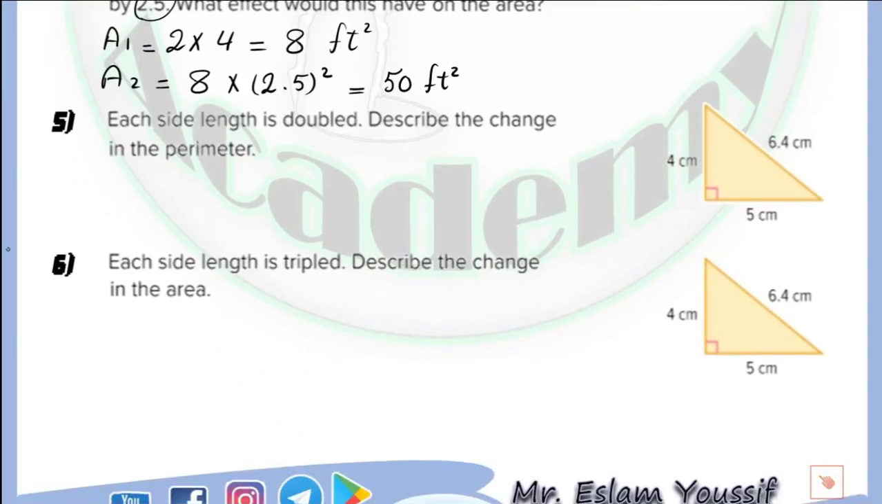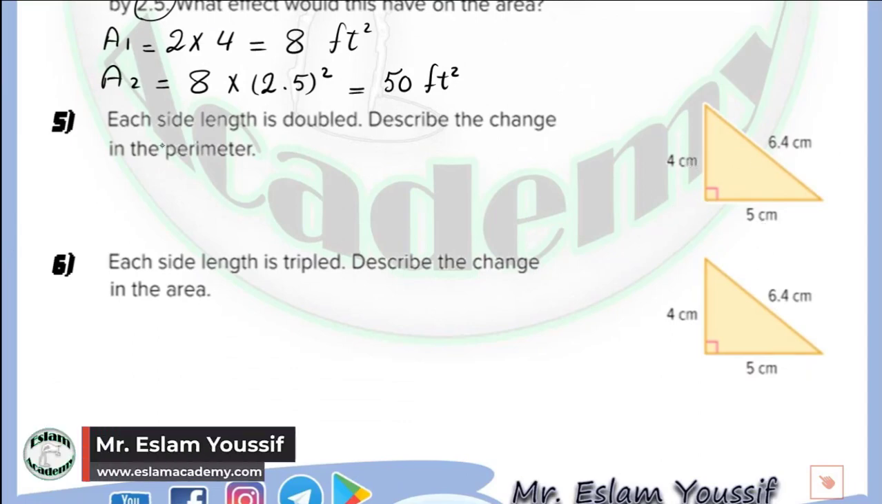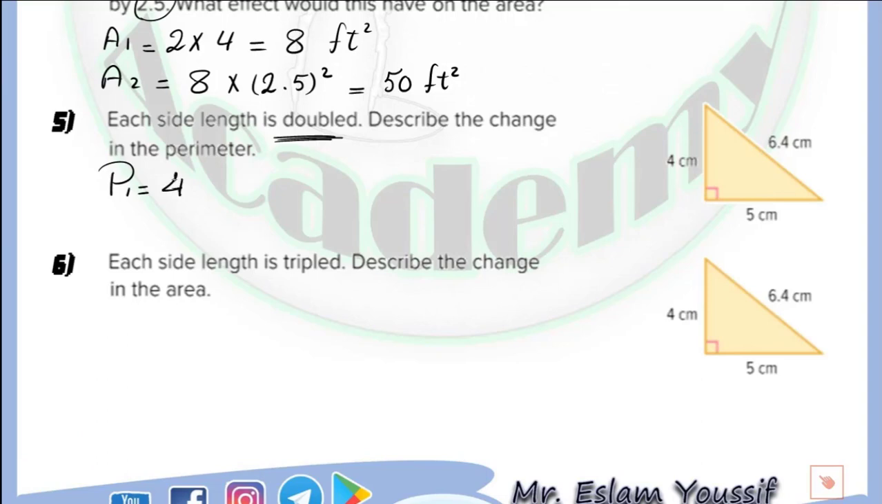Now in question number 5, we have a triangle with dimension 4, 5 and 6.4. If we double the length of each side, what will happen to the new perimeter? So all we have to do, we need to add all of the sides. By adding all of the sides, you will find that the answer will be equal to 15.4 centimeters. To find the second perimeter, what is the change for each side? We double the side. Double means multiply each side by 2.